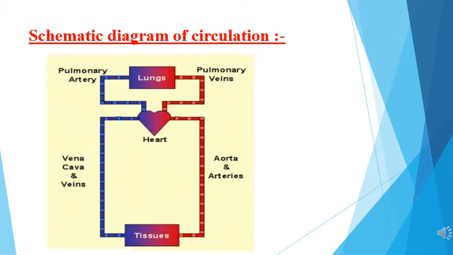Once the tissues have used all this, the oxygenated blood again becomes deoxygenated. So the vena cava and the veins bring this deoxygenated blood back to the heart. In this way, the circulation goes on.